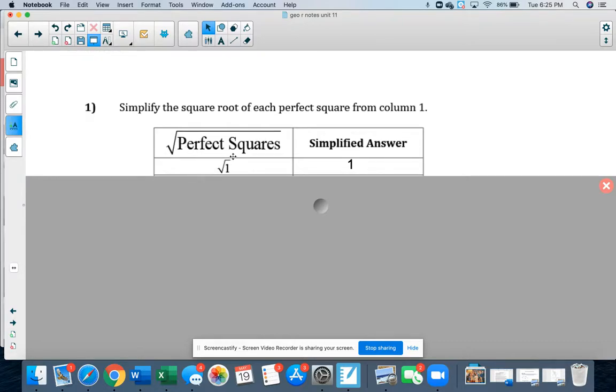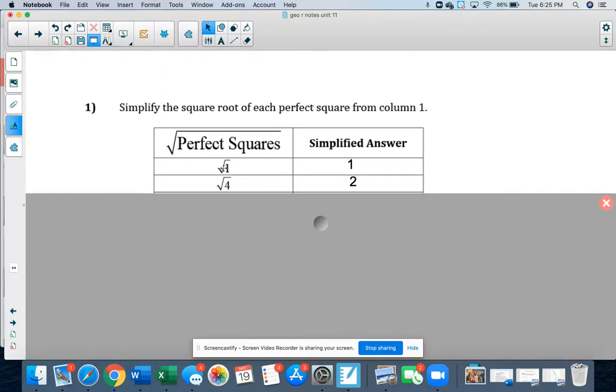So when I say the square root of 1, I'm really saying what number times itself is 1, and that answer is 1. The square root of 4 means what number times itself is 4, and that's 2. So this is just the reverse of what was on that first page. So again, pause the video and fill in the rest of this table right here.